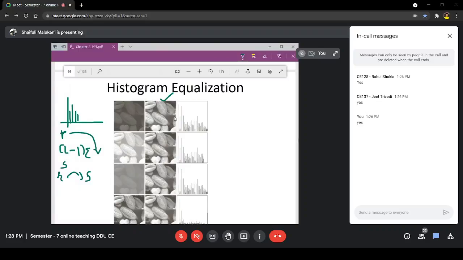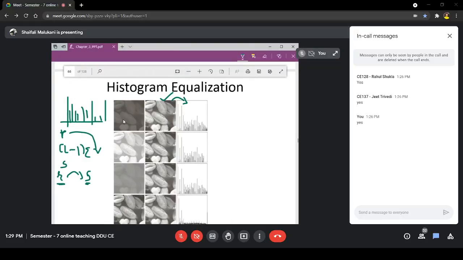Okay. And what I did, I took a particular value, I looked in this list, and I obtained that for this particular value of R, what should be the new value of S. In that way I replaced it, and I obtained this enhanced image. And then I obtained the histogram of this image. You can see, instead of being concentrated over a certain location, it is spread over all the locations, right?